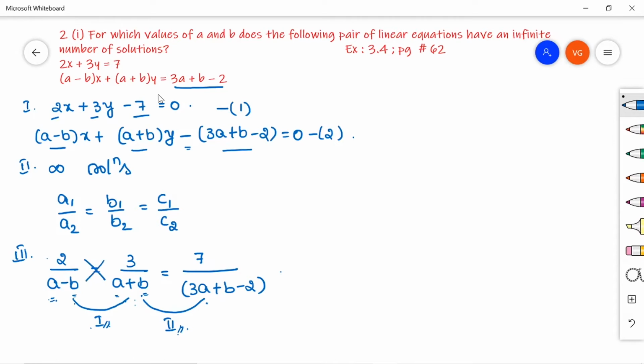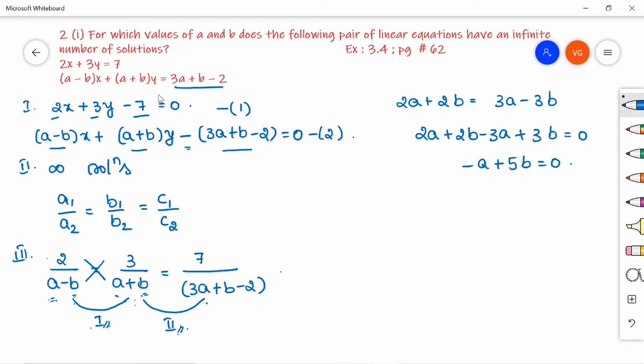Just cross multiply. 2 times (a plus b), 2a plus 2b is equal to 3a minus 3b. Bring everything to one side because there is no constant term here. 2a plus 2b minus 3a plus 3b is equal to 0. So minus a plus 5b is equal to 0. This you can write as a minus 5b is equal to 0. Let us call this equation number 3, right?